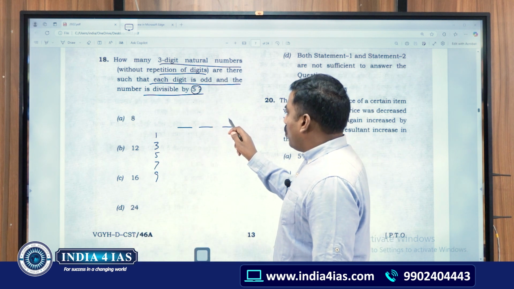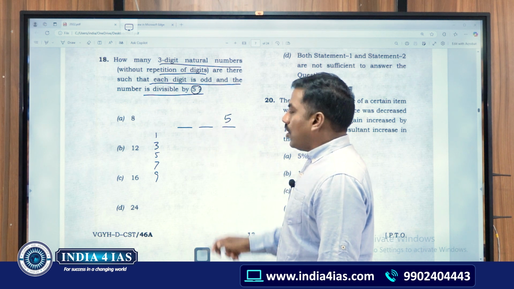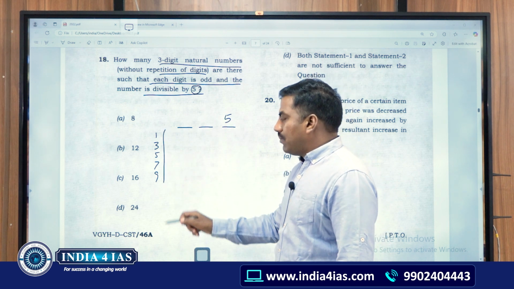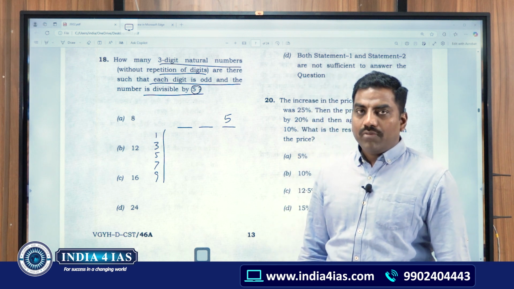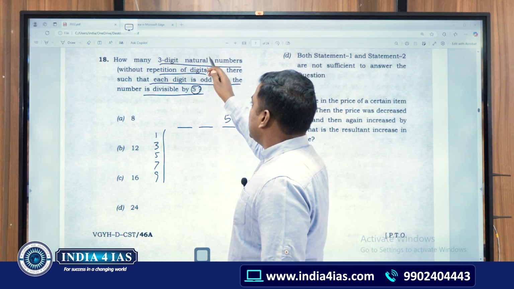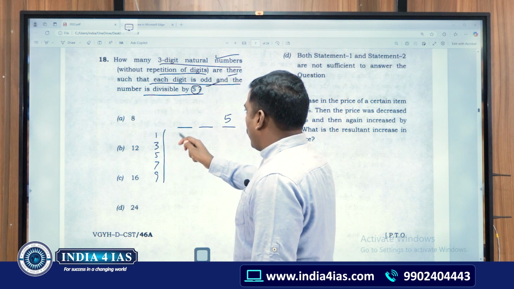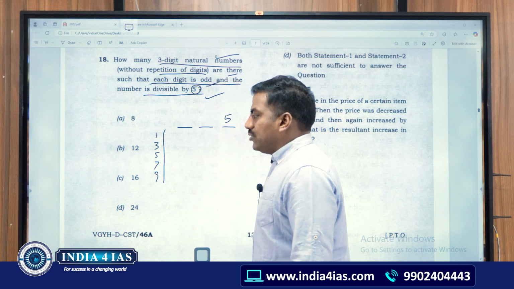If you want this number to be divisible by 5, it should end with 5 or 0. But among the given odd digits, we can put only 5. We can put only 5. Now, how many 3-digit numbers are there such that each digit is odd, we are going to use these only, and the number is divisible by 5?